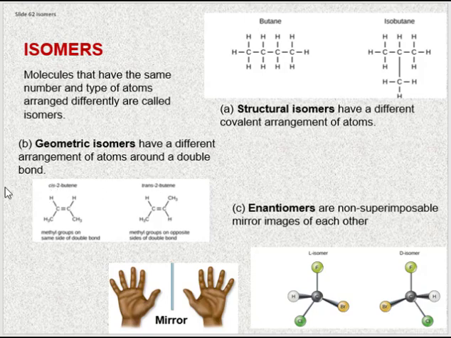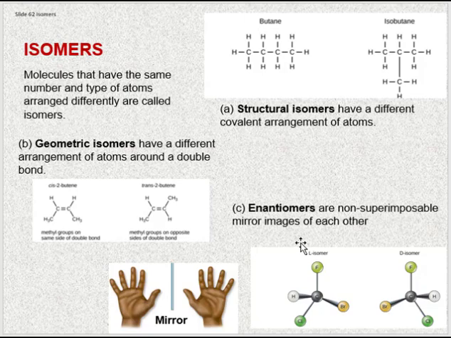Now, if we look at B, we have geometric isomers. Geometric isomers have a different arrangement of the atoms around a double bond. So we still have the double bond in both of these examples, but a different arrangement of atoms. We have 2 hydrogens up here and hydrogens in different locations on the next example. C shows enantiomers. Enantiomers are non-superimposable mirror images of each other, meaning they are the same, but they're mirrored.